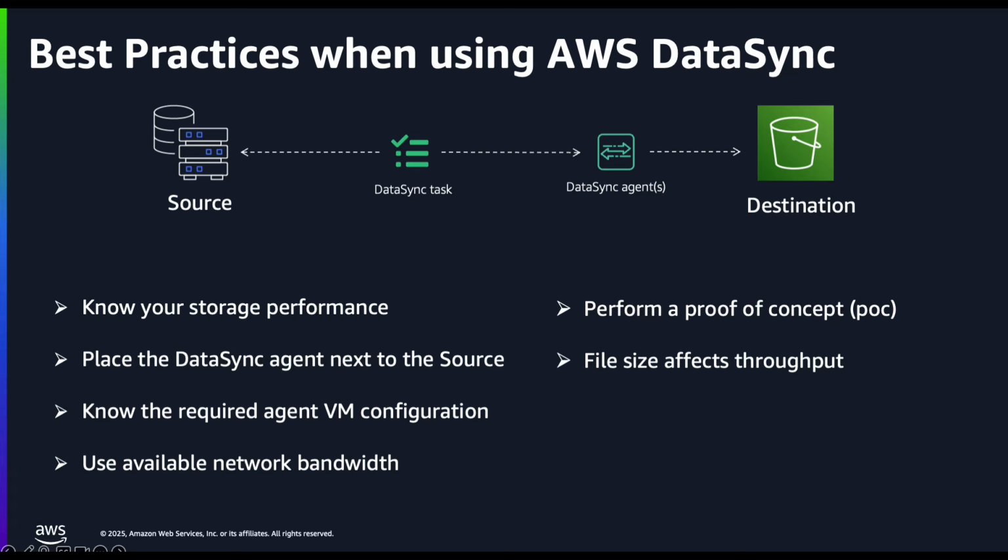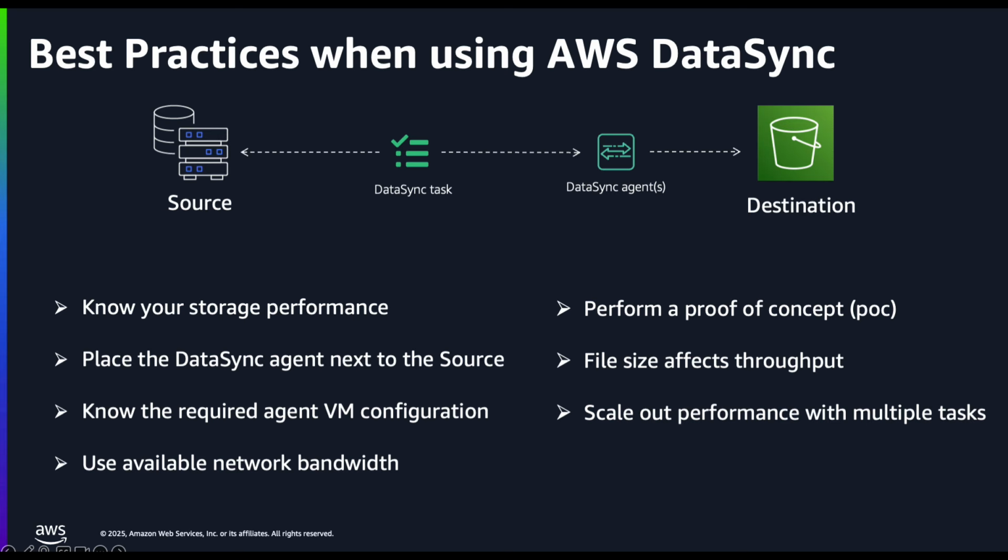Know that file size affects throughput. DataSync tasks achieve higher data throughput when transferring larger files and can effectively utilize a 10 Gbps network link for large file transfers, whereas DataSync tasks that are transferring small files in the kilobyte range provide higher file throughput. Based on the file size of your data transfer workload, you will need to leverage different optimization strategies.